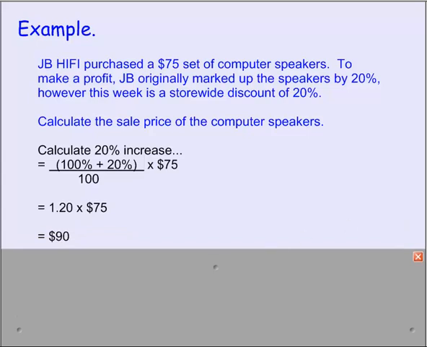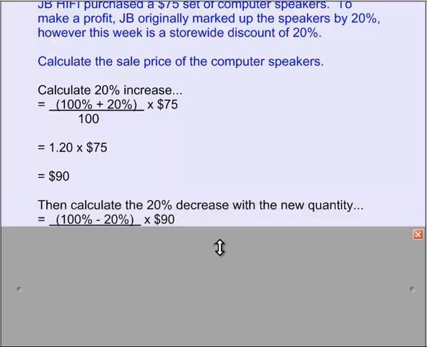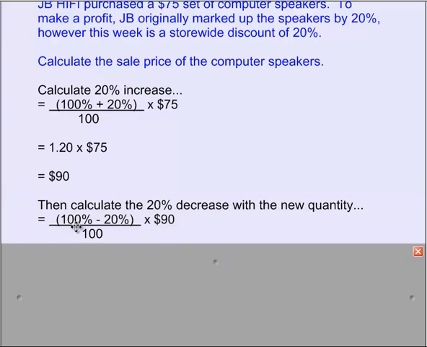computer speakers. Once we do that, they've been sitting on the shelf for a while at $90, they're not selling, and JB are having their store-wide sale of 20%. We need to calculate the 20% decrease. So we're starting with 100% of our original value, the $90, and we're taking away 20%. So it's only going to be worth 80% of what it used to be worth.